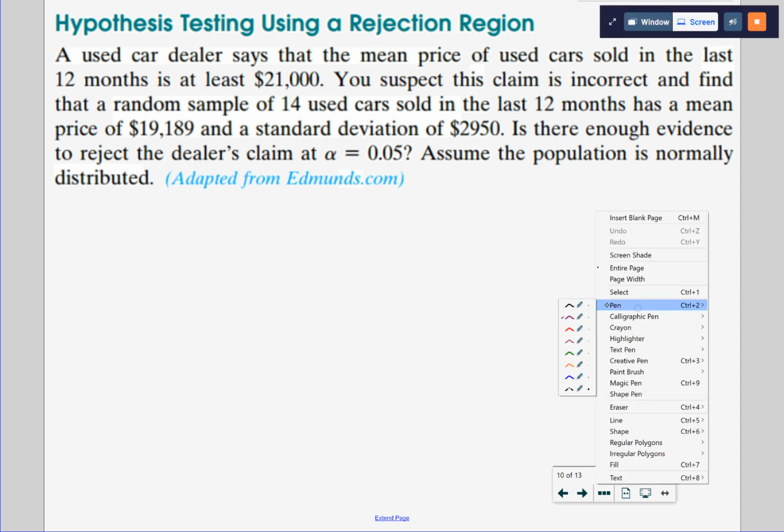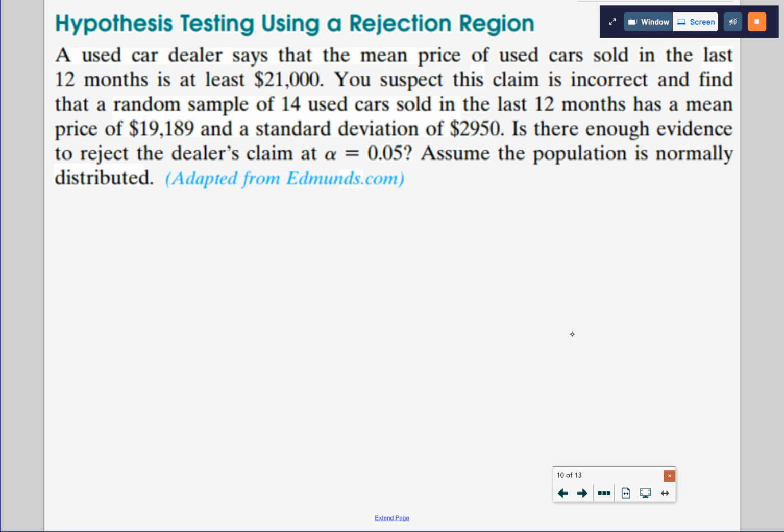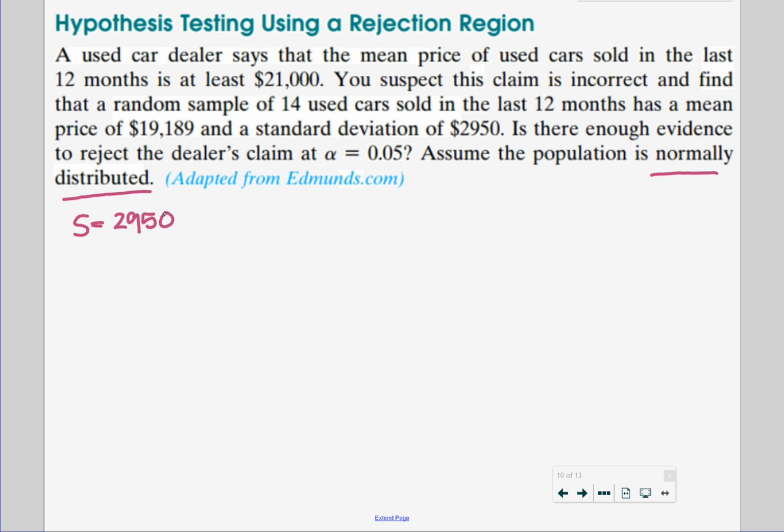Okay, so checking a couple things first. Number one, do I have a sample size bigger than 30, or is it normally distributed? We are normally distributed, so we check that box. Second thing I check is my standard deviation. Is it a population standard deviation or a sample standard deviation? It is a sample. So s instead of a sigma is 2,950. And that's telling me immediately that I know I'm going to use my t distribution, not my standard normal distribution, my z chart.